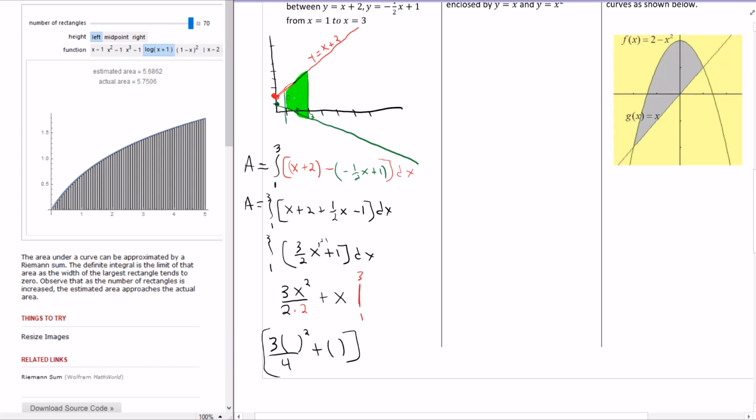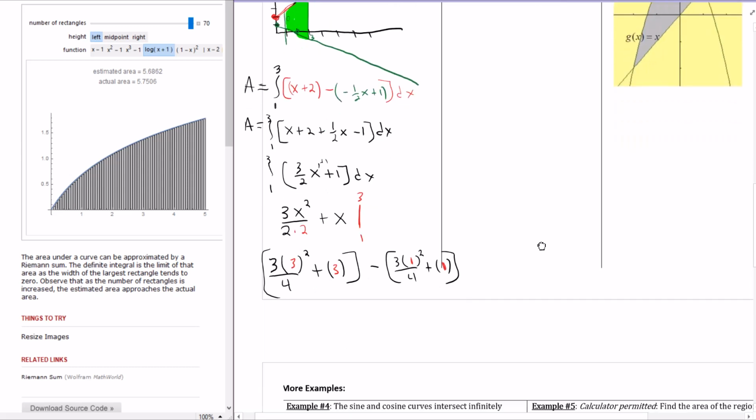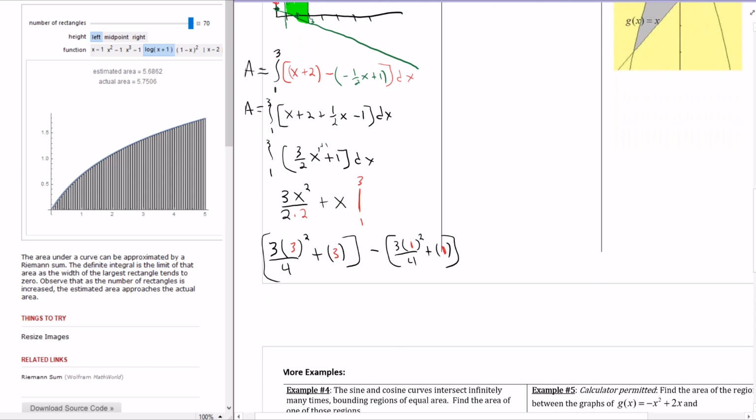That's where we're going to plug in 3, and then we're going to subtract what we get when we plug in 1. Right, so here we're plugging in 3, here we're plugging in 1, and let's go ahead and do this. This is going to be 27/4 plus 3 minus, make sure you keep some parentheses here, this is going to be 3/4 plus 1. We need to add these things.